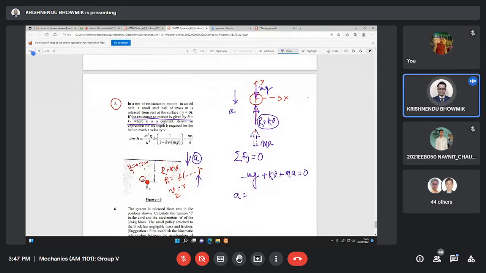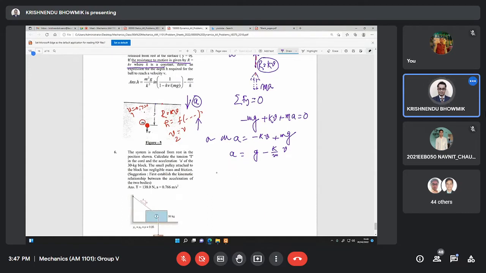So ma equal to kv minus... mg minus kv, or a equal to g minus k by m multiplied by v. We will write a equal to this, and here we will utilize the expression v dv equal to a dy.